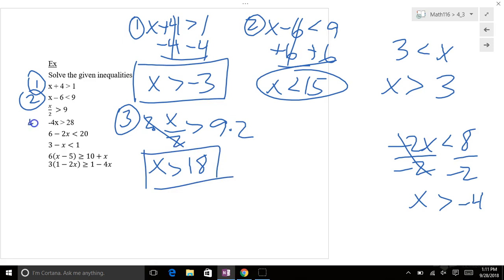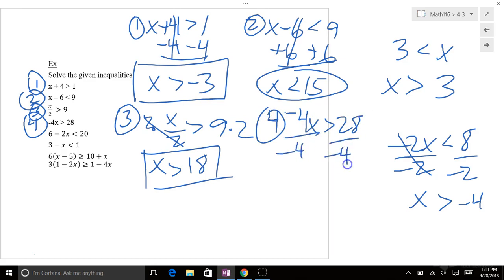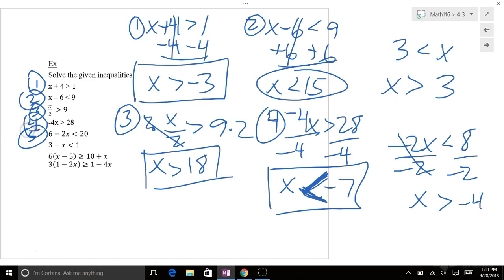Keep it the same. Here's number 4. Negative 4x is greater than 28. Divide by negative 4 on both sides. Ding, ding, ding, we divided by a negative number. I got to switch, right? I switch that inequality to less than. x is less than negative 7. Otherwise, I'm going to get the wrong solution set.